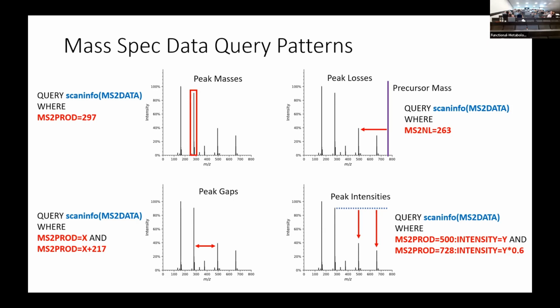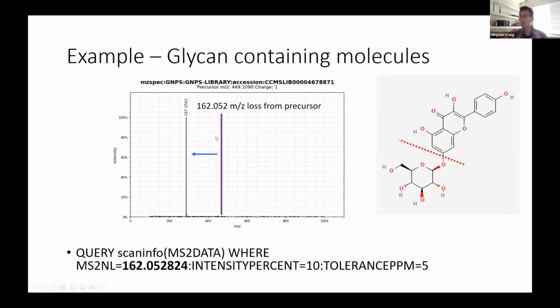Yeah. Okay, awesome. So we'll go into the example phase now. This is a super simple example. One class of compounds that we might be interested in are molecules that contain glycans. This is not the most fancy thing in the world, but one of the things you might observe when a small molecule contains a glycan is a neutral loss from the precursor. So the glycan falls off first. And just as an example here, we wrote out the query.